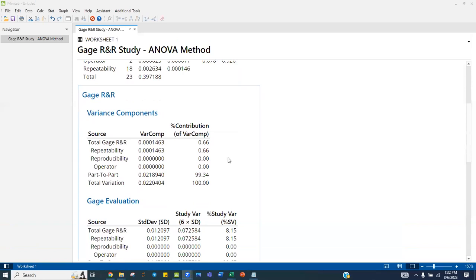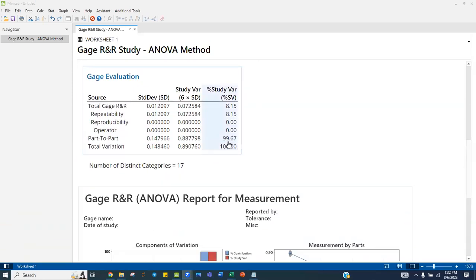This is the way we'll be measuring some other variation components, which you really need not worry about. The important part is what your percentage study variation is, which should be less than 30%, where lower is better. And your number of distinct categories should be greater than 5, which is 17 here, and it is good for us.